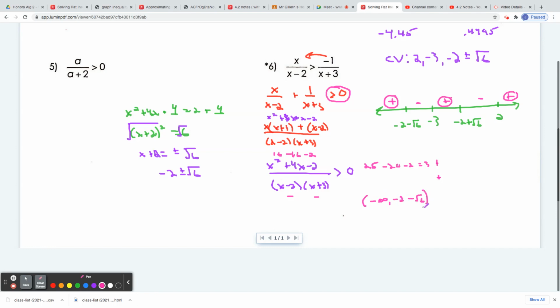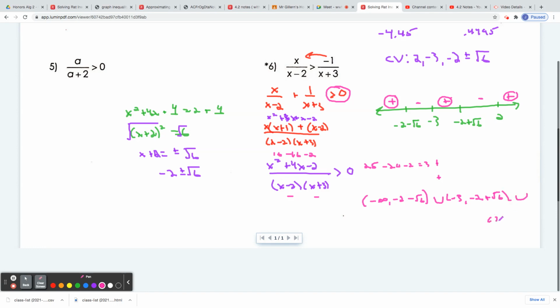Negative infinity to -2 minus √6. So in the worksheet, it says to use the actual real part of it, not the decimal. That's what it means. Put -2 minus √6, not -4.45, not the decimal. Okay. Union -3 to -2 plus √6.